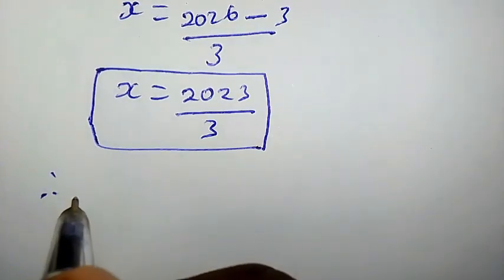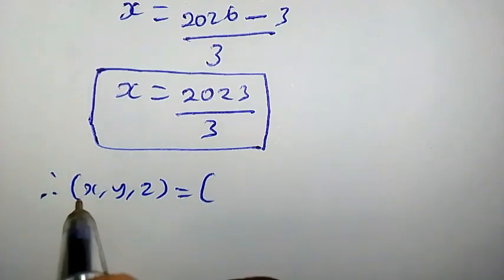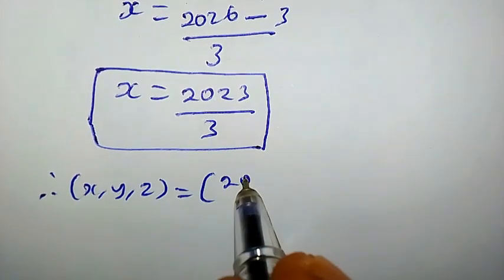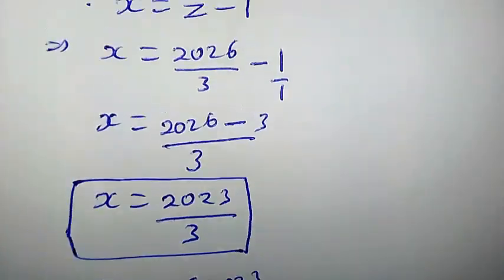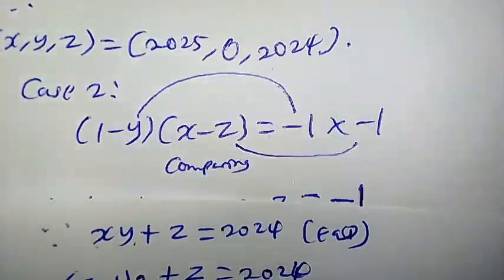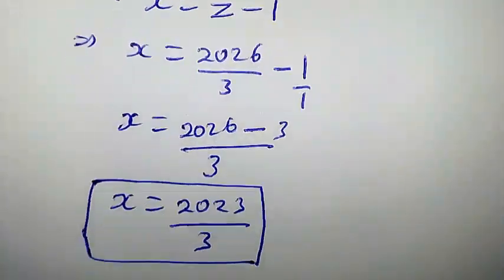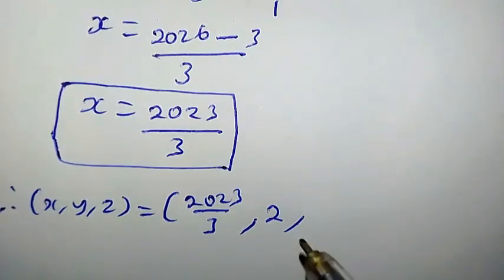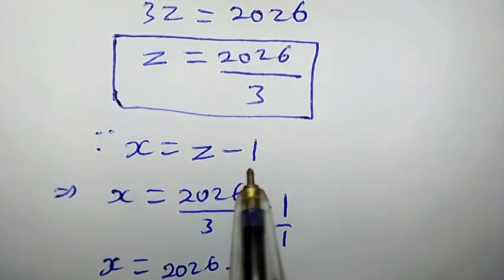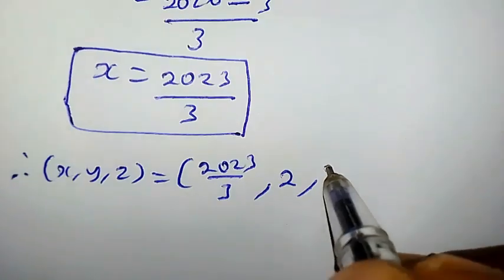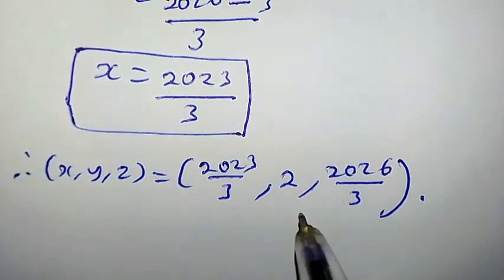Therefore, the second solution, x, y, z, is equal to, our x is 2023 over 3, and y is, what do we have for y? y is equal to 2. So let's plug in that. We have 2, and what is the value of z that we obtained? 2026 over 3. This is the second solution.